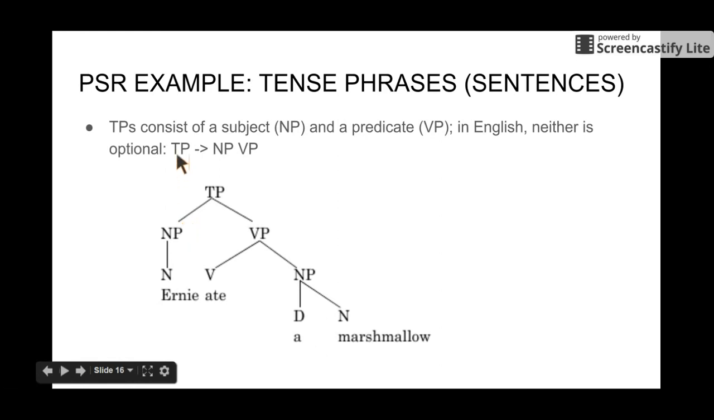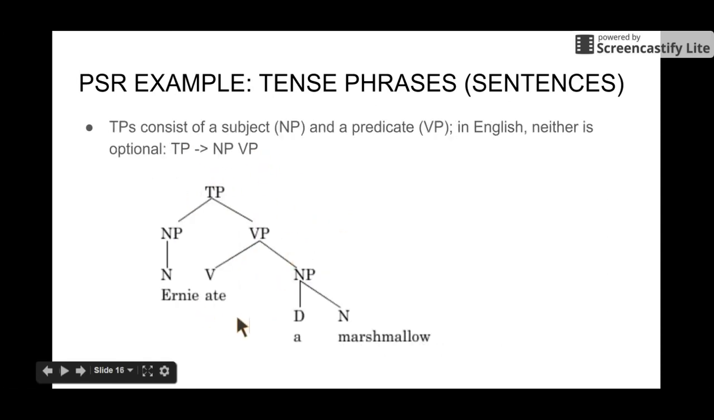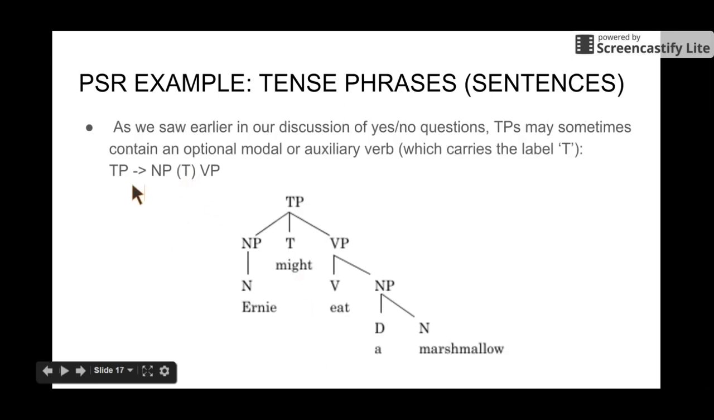Okay. And actually, this TP rule is kind of strange because normally the head is not optional, but here inside a TP we do not have a T head for this example, and sometimes we can have a T head inside TP as well. But as you can see in this example, the head of TP is optional in English. So sometimes we can have an optional modal or auxiliary verb, which carries the label T. For example, in this case, might is the head of T. So the TP rule would be like this: TP consists of NP, an optional T, and then VP.